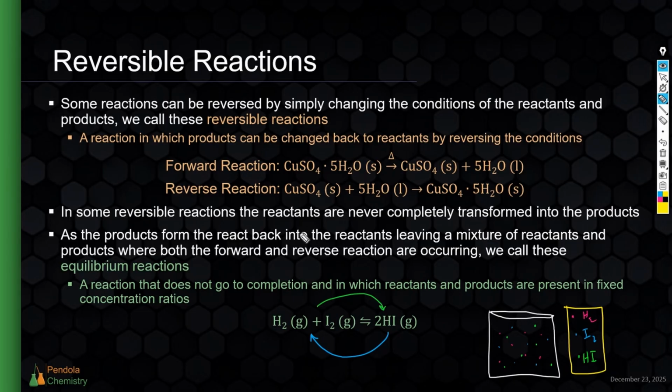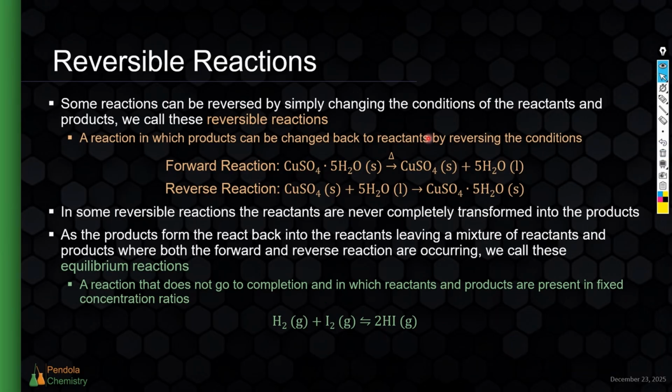It's an equilibrium because the forward and reverse reactions are happening constantly all the time in both directions. And so we're never going to have one or the other, reactants or products. We're going to have a mixture of both. So let's keep looking at this.